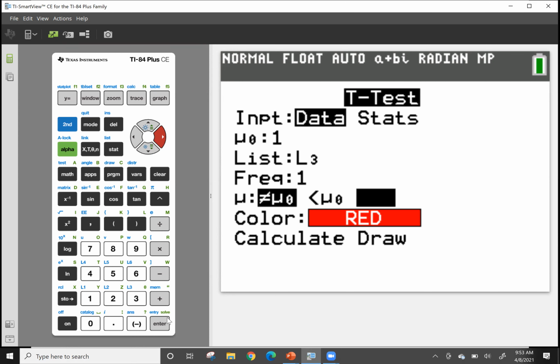Does that look correct to you? Is that what yours looks like? I'm using my data from whatever list I put that data in. I'm testing if mu is greater than 1, so mu sub 0 has to be 1. Personally, I'm using L3 because that's where I put my data. I don't have a frequency list, so that's just going to be 1 because each data point only occurs one time. It's a right-tailed test because my alternative hypothesis is testing if mu is greater than 1. So we're going to calculate.